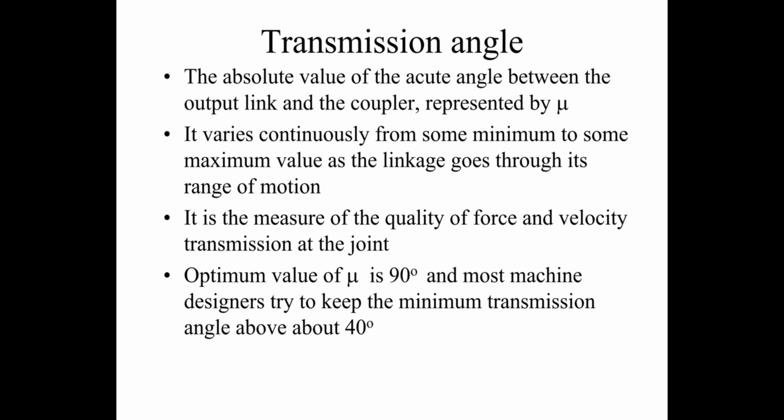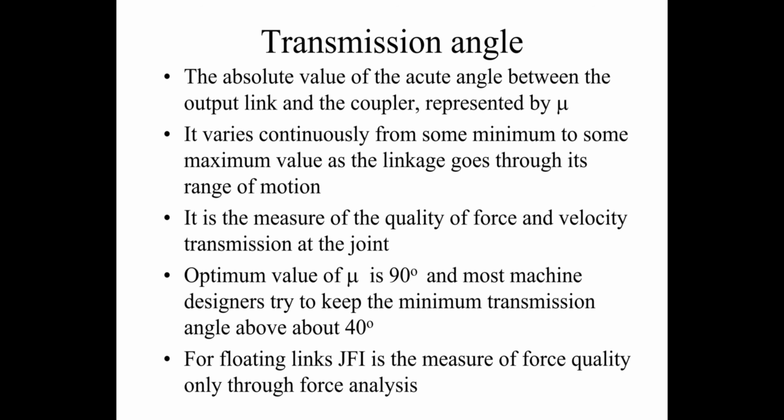So 40 degrees is something which is used as a rule of thumb by most machine designers, but you have to look at your own design and calculate your own minimum transmission angle. It should be such that your mechanism moves smoothly and there are no jerks or extreme accelerations which cause problems for the long life of your machine. And a very important last point is that this minimum angle mu is important for a 4-bar mechanism when input and output are pivoted to ground.